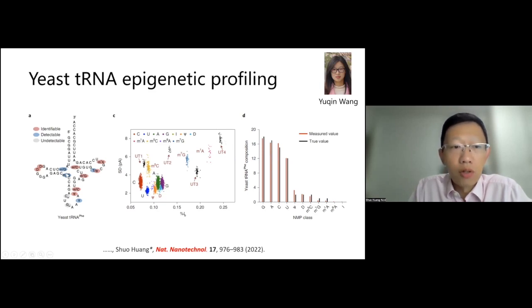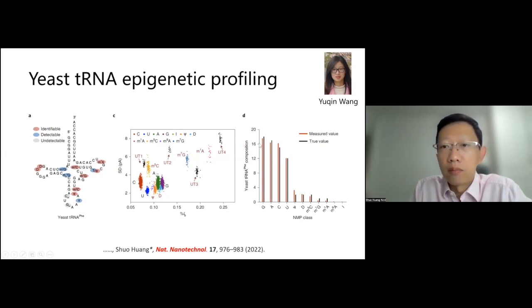They actually correspond to M2G, M22G, Y, and T. Because we don't have the standard sample of them, we call them unidentifiable, but they are definitely detectable. We just don't know which one is which, but they are definitely detected. And for other epigenetic modifications like D and M7G, it's very surprising that M7G actually gives a very unique signal. It's very large in amplitude.